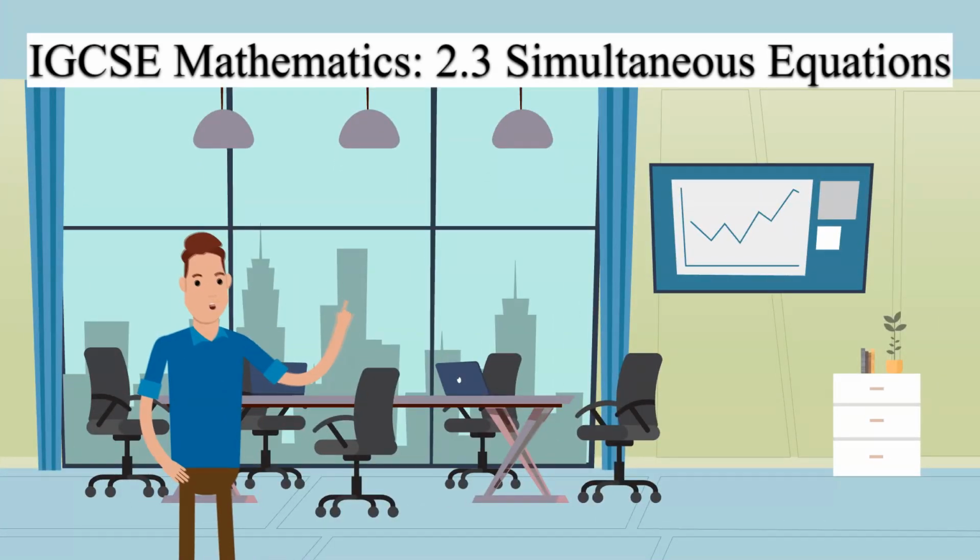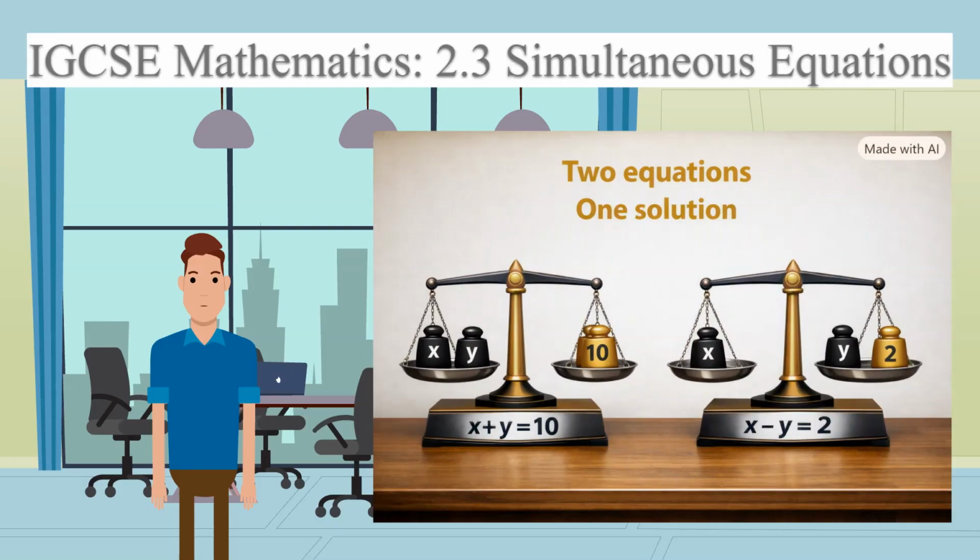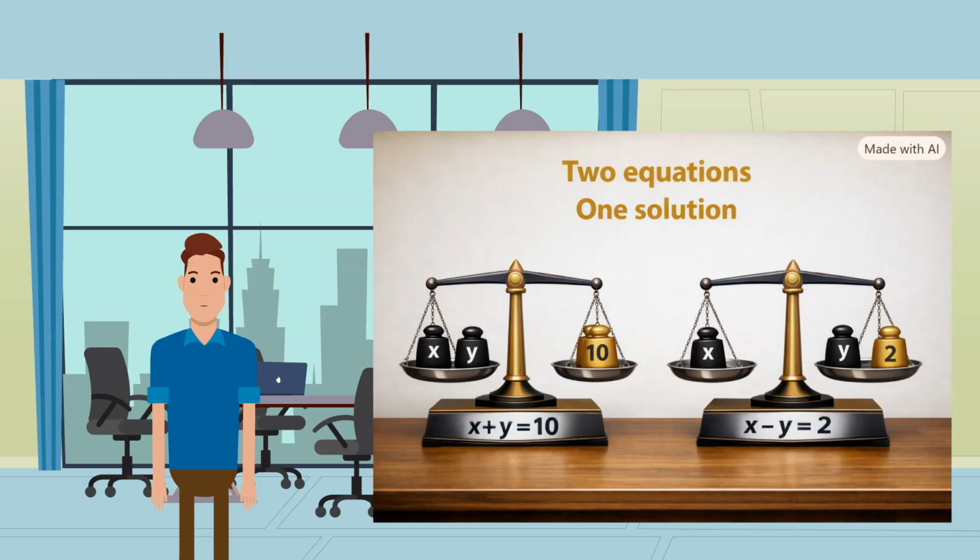With a normal linear equation, we might have one unknown. For example, x equals 5. But simultaneous equations usually contain two unknowns, such as x and y. We need to find values for both x and y that make both equations correct.